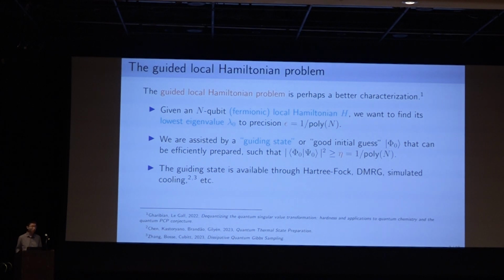For example, you can use Hartree-Fock to prepare such a state, or DMRG, which gives you an MPS that can also be efficiently prepared. We can also use quantum algorithms, such as simulating the cooling process on a quantum computer, for state preparation. All these give you an initial state you can use. We don't know a priori what the lower bound for the overlap is, but in many practical scenarios the lower bound seems pretty decent. And you might wonder, with such a strong assumption, does this problem become classically easy?